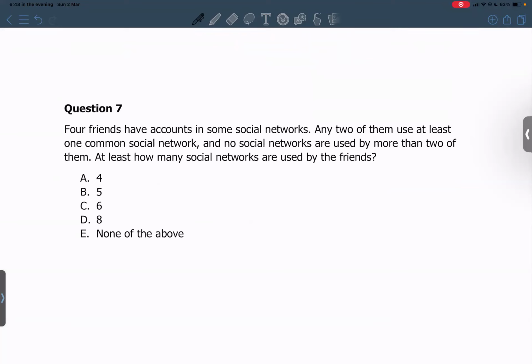For this question, it's going to be the last question of today, as our session is only 1 hour. So please take your time to solve this question. Thank you.